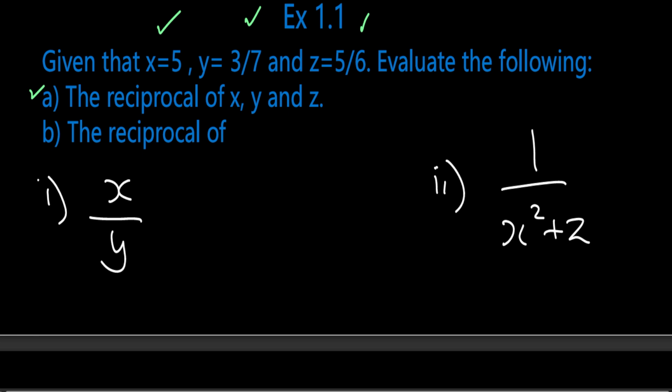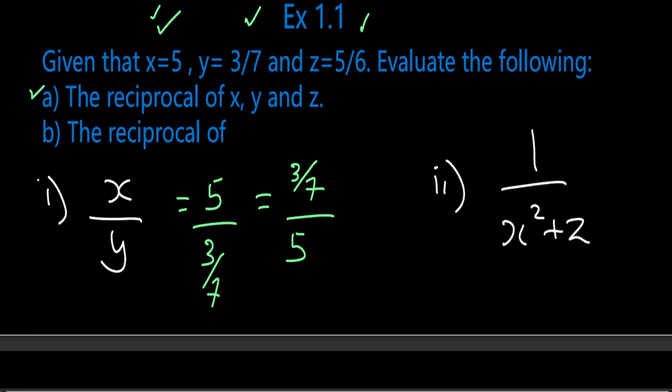Now for question B, Roman 1, obviously it is x over y, in which our x is 5 and our y is basically 3 over 7. Now the reciprocal is when you take the one which is about to go down and the one which is down to go up. So it's like saying 3 over 7 divided by 5.